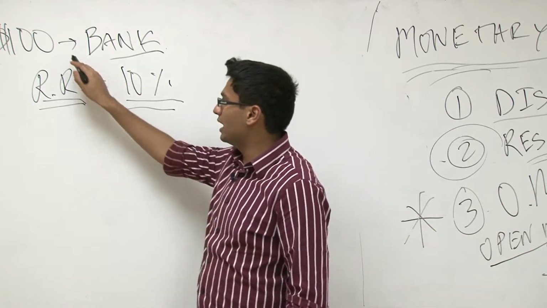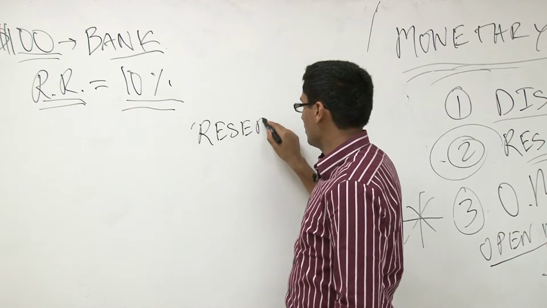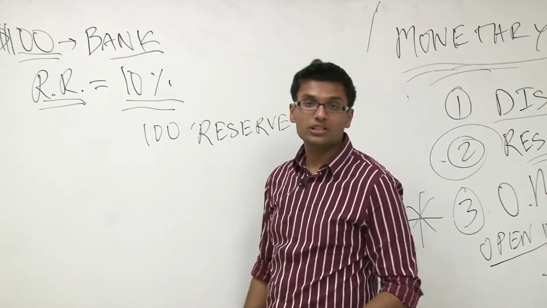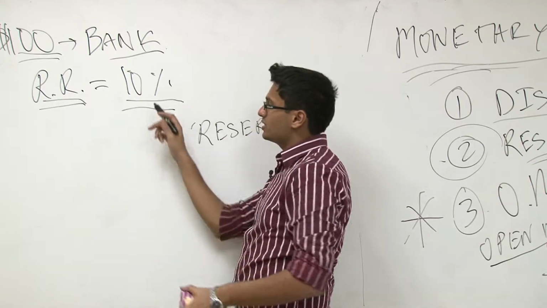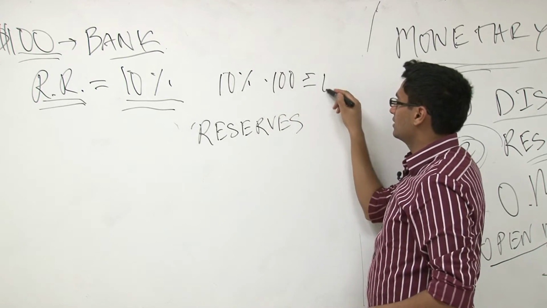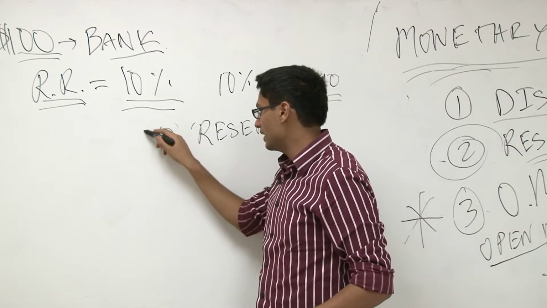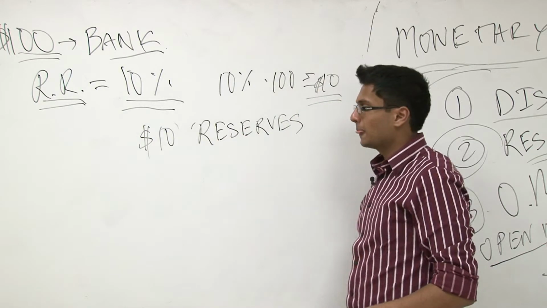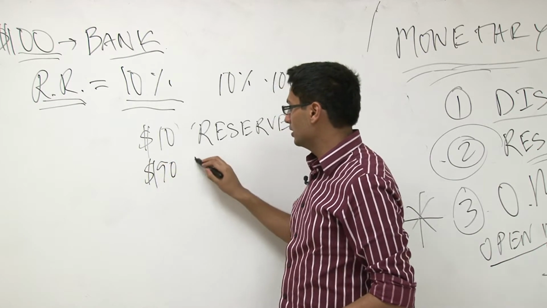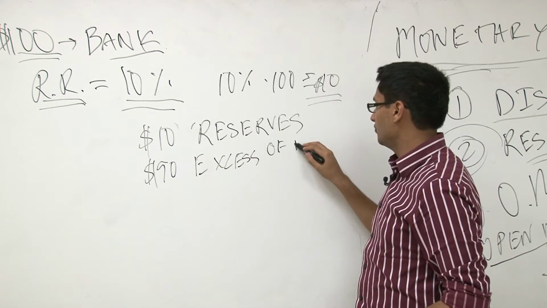Originally I have $100 from John. Let's first look at my reserves. I have $100 right now, but the government says I only need 10% of my total deposits in reserves. So I take 10% and multiply it by 100, and I get $10. That's the required amount of reserves I need to have by the Federal Reserve. That's the minimum, so I put that in my reserve. This means that I have $90 in excess, or if you want to be clearer, excess reserves.